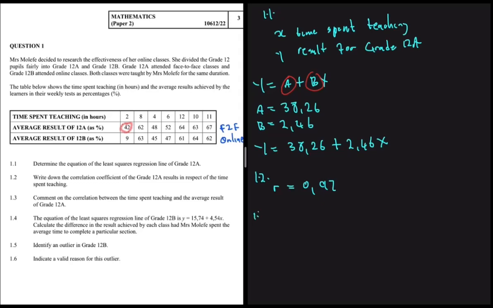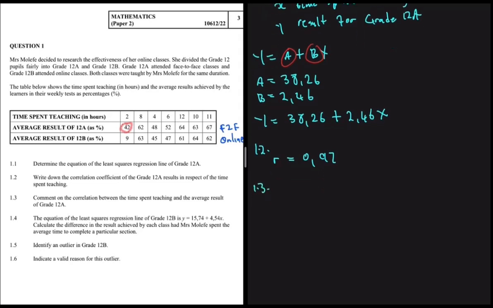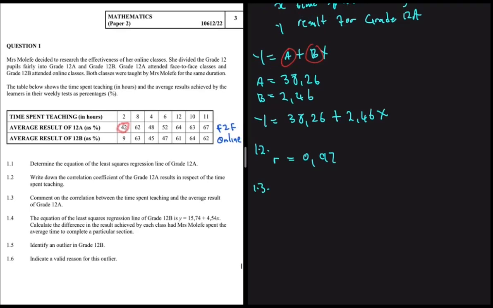Now 1.3 says let's comment on the correlation between the time spent teaching and the average results of grade 12A. We can see that we have a correlation value of 0.97, and this is very high. So for our comment, we can say that we have a very strong positive correlation between the time spent teaching and the average result. It seems like the more we're teaching, the more the results are going up. So that's a very strong positive correlation.